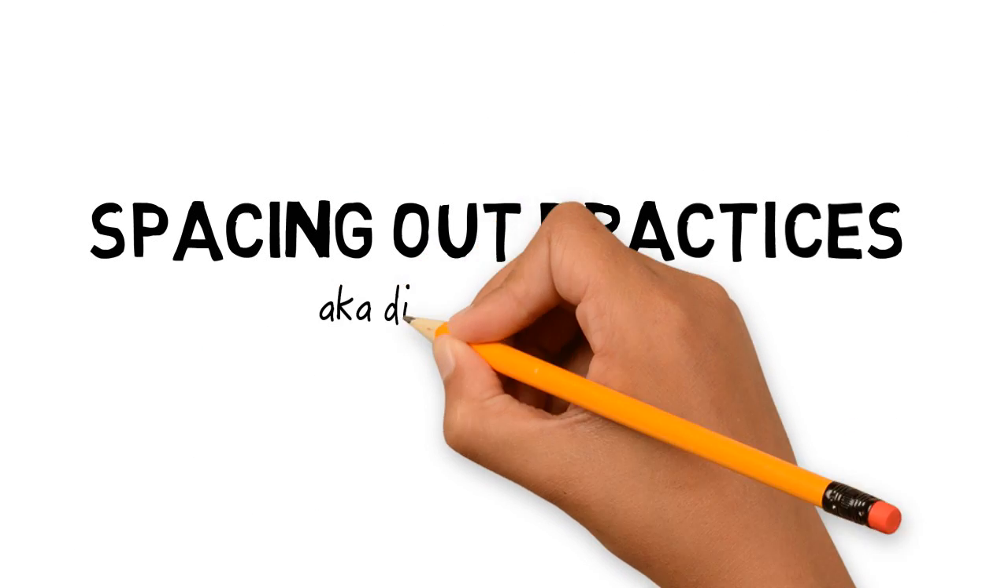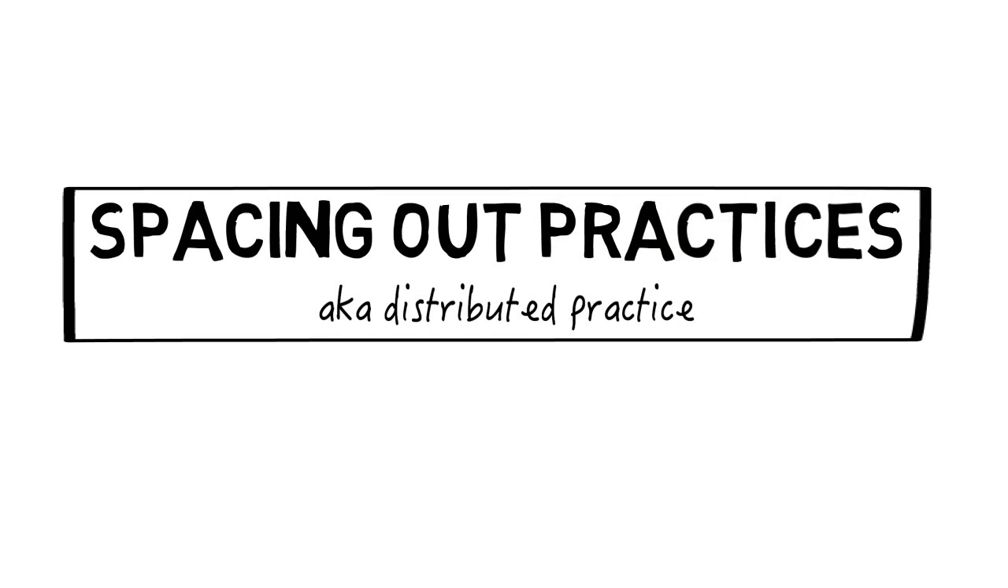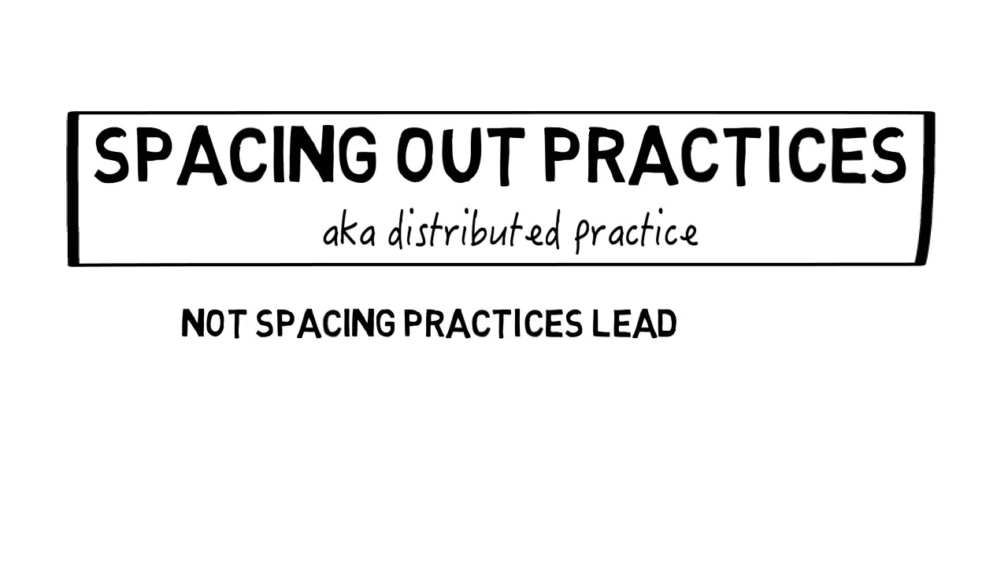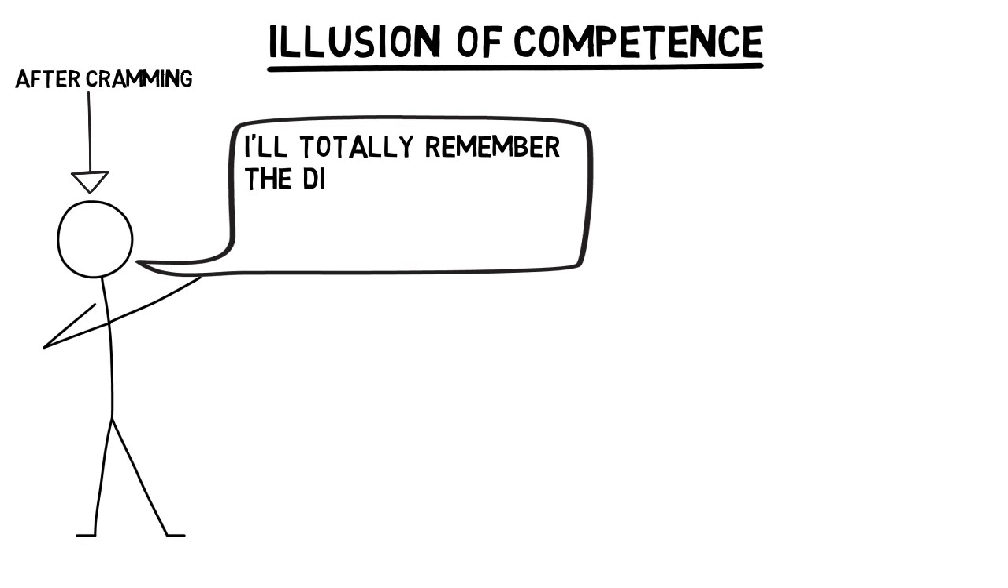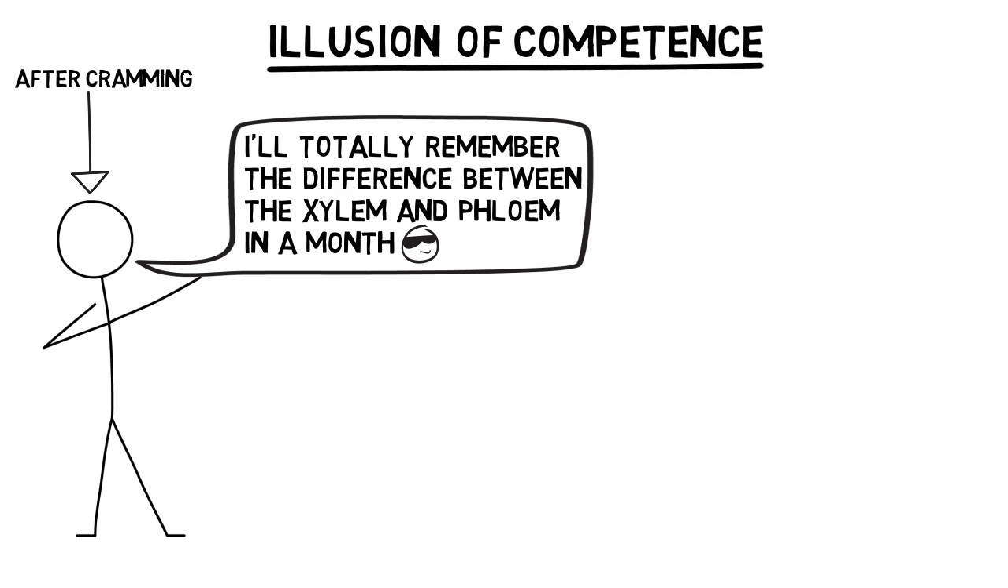Now let's consider spacing out your practices, otherwise known as distributed practice. If you don't space out your practices, you'll give rise to an illusion of confidence where you think you are retrieving information from long-term memory when in fact there's a great chance that you are actually retrieving it from short-term memory. If you don't space out your practices, you may think you know something, but really, you know it only temporarily because it's fresh on your mind.